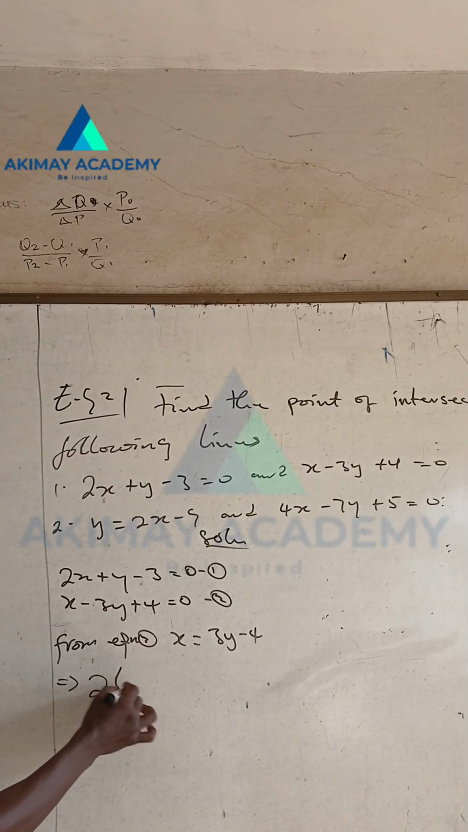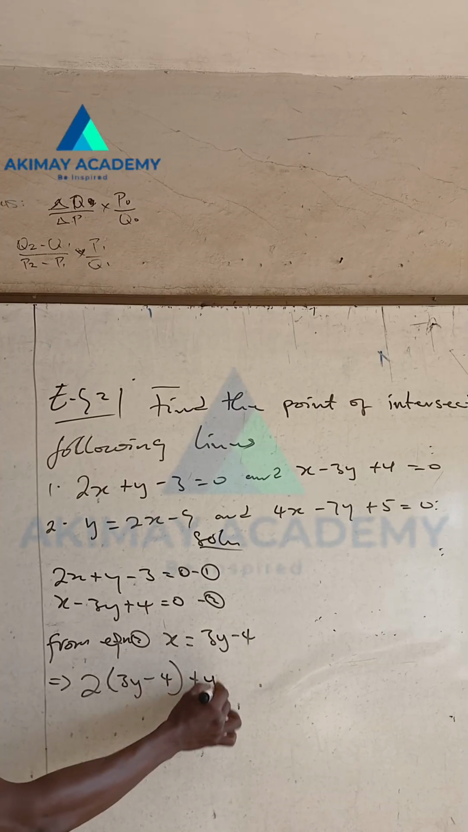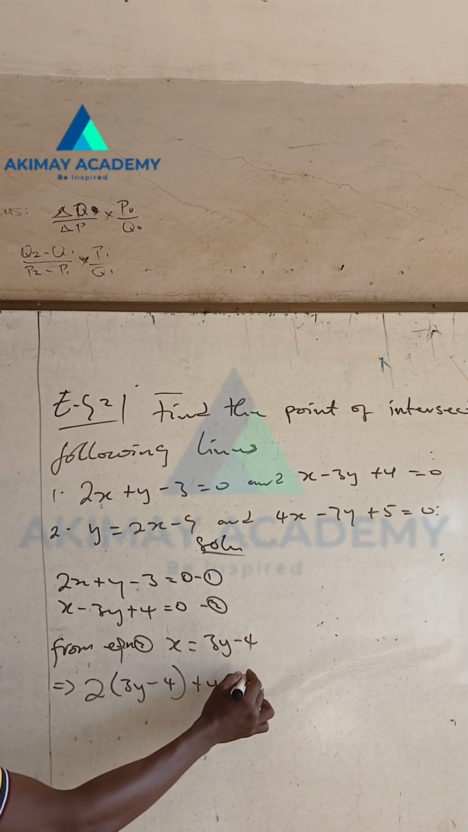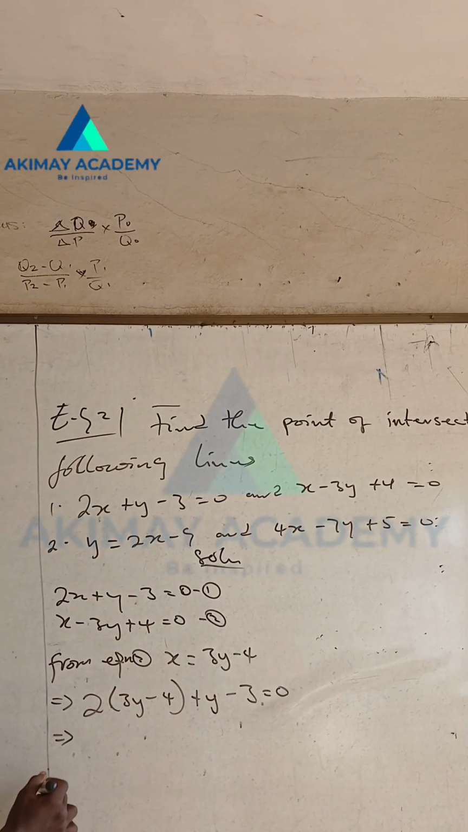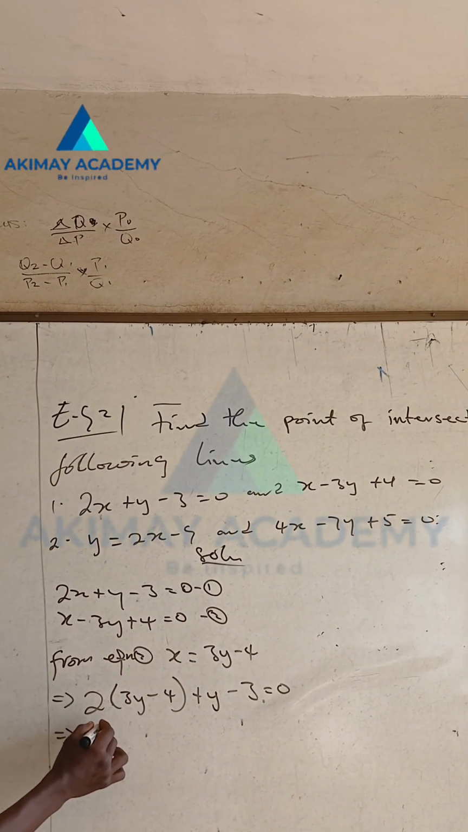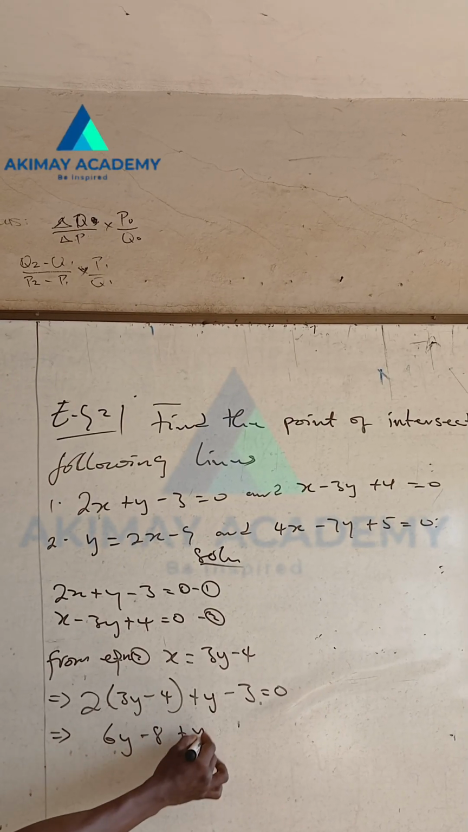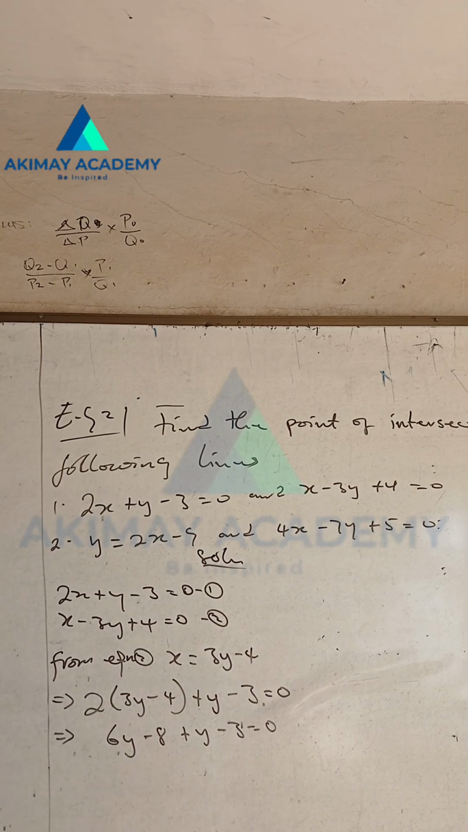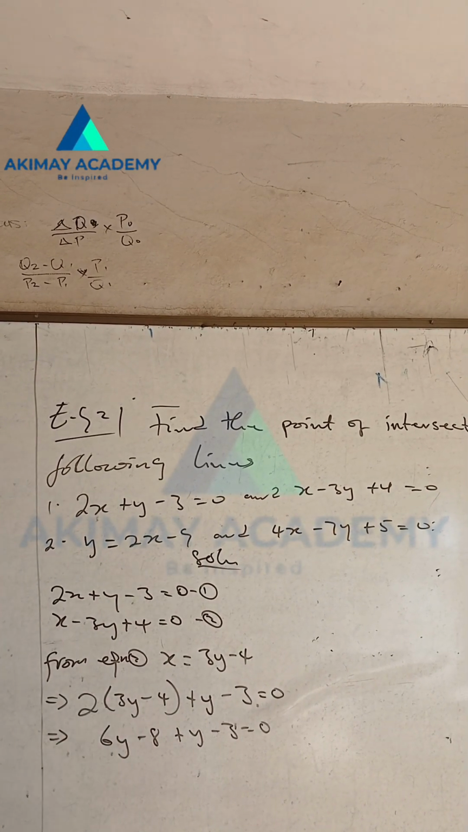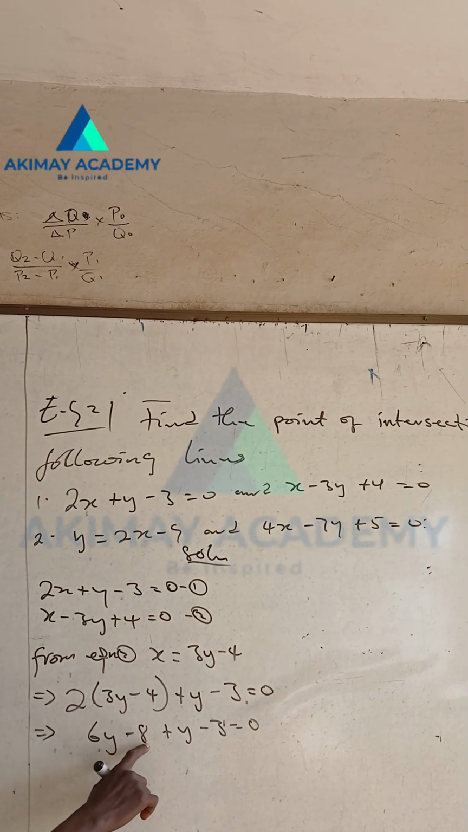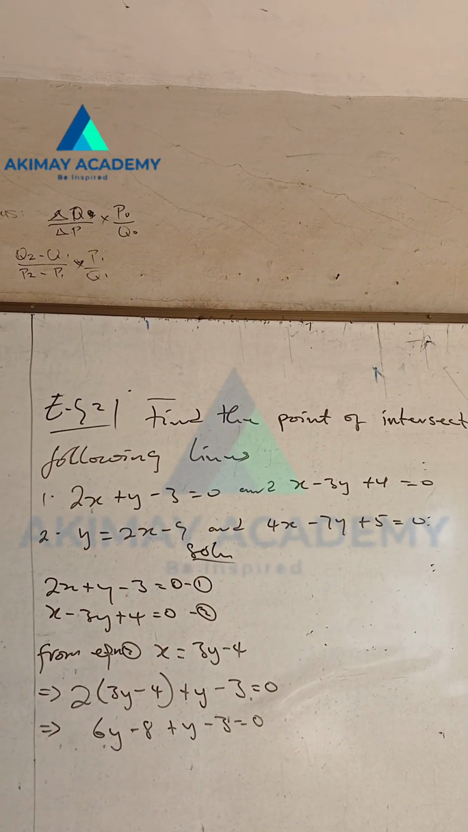So here we are going to have 2 multiplying (3y - 4) + y - 3 = 0, right? So here we expand the bracket. We are going to have 6y - 8 + y - 3 = 0. So what do we do here? We group like terms. Let's send the constants to the other side of the equation. Better still, we can add them. So -8 - 3 is going to give us -11, right?